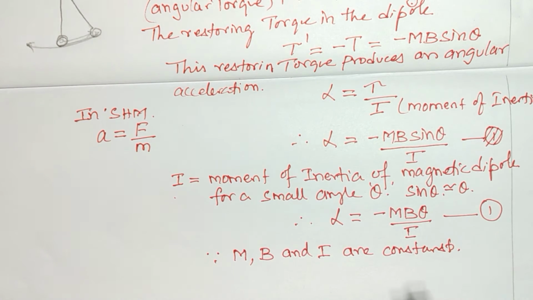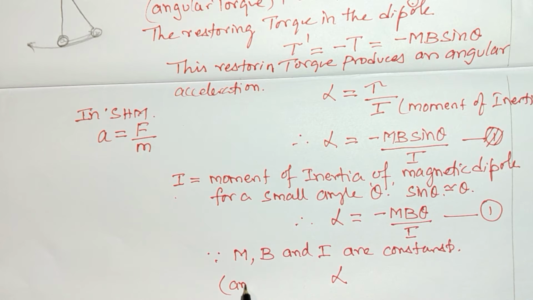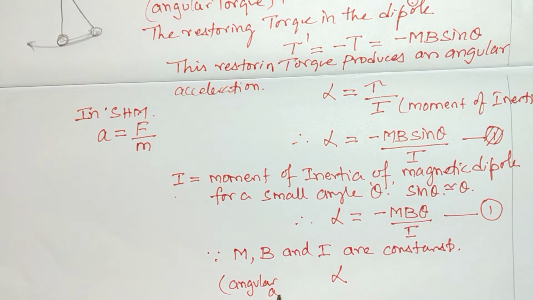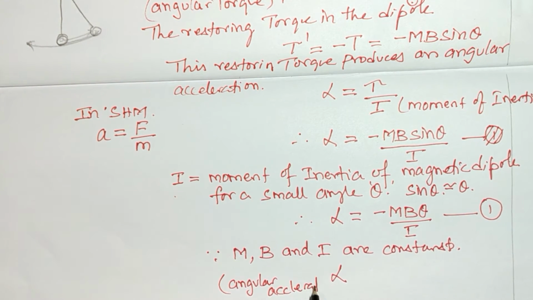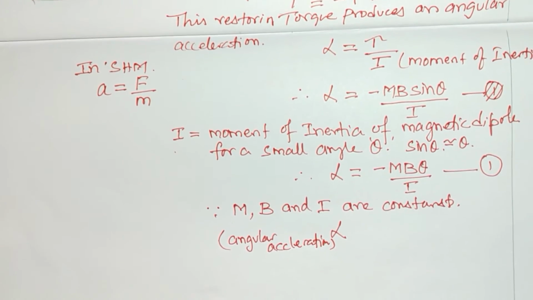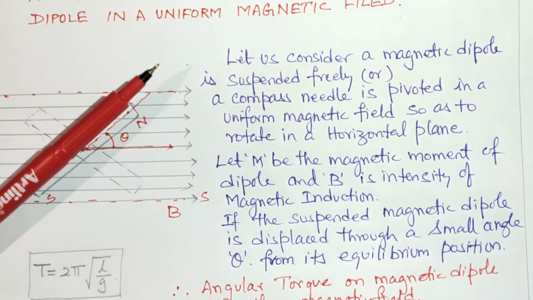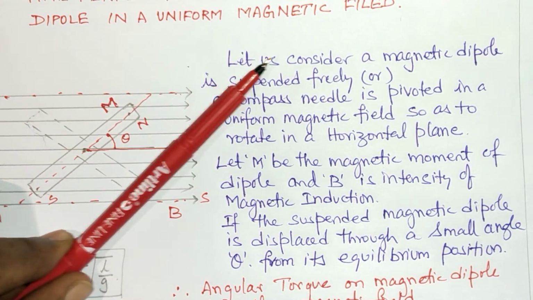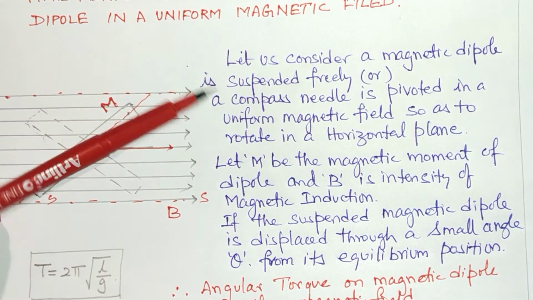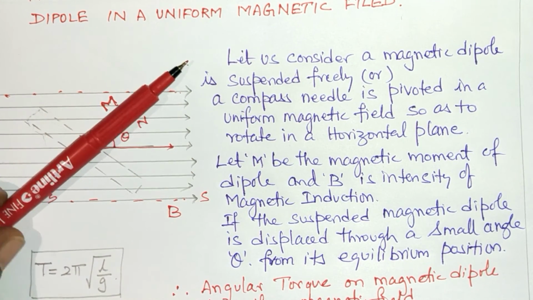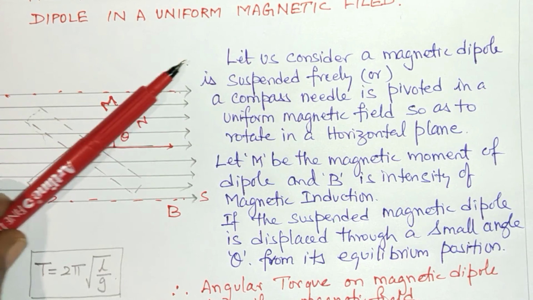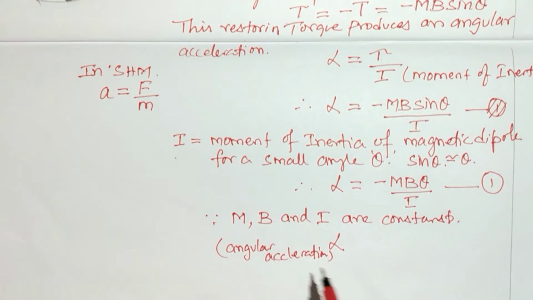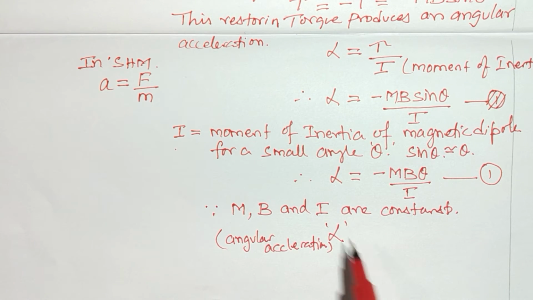When they are all constants, what do we notice? What is alpha? Alpha is angular acceleration. Why are we writing angular acceleration? We noticed that when this magnetic compass is placed in this uniform magnetic field, there is no translatory motion. There is only rotatory motion taking place in the magnetic compass about a mean position. Therefore, we call it only angular acceleration, which is represented by alpha.